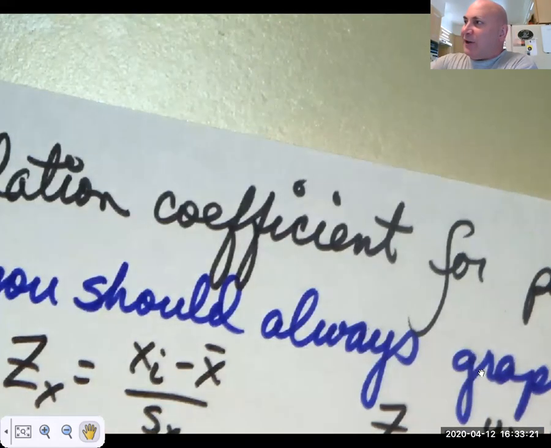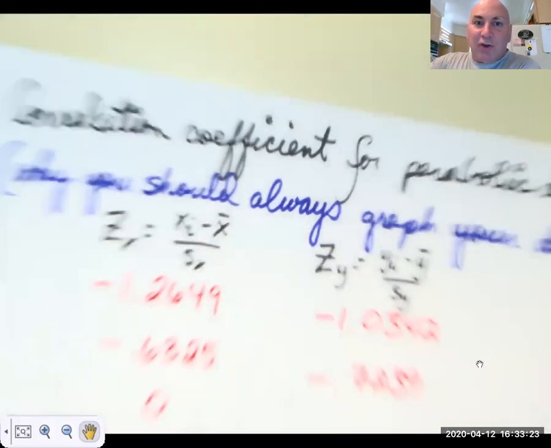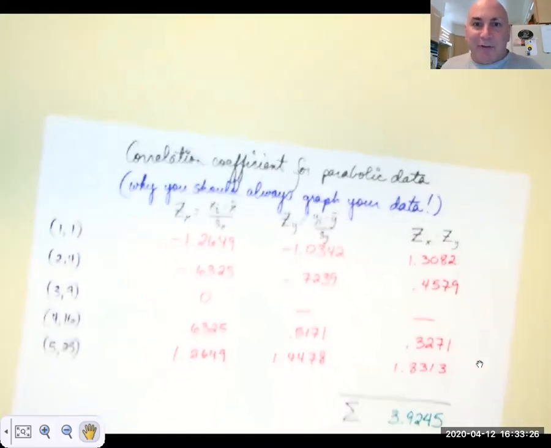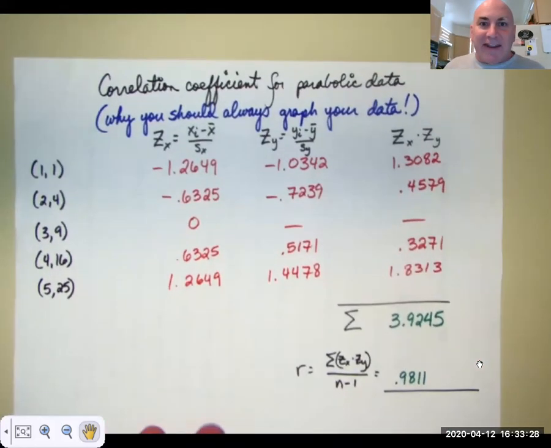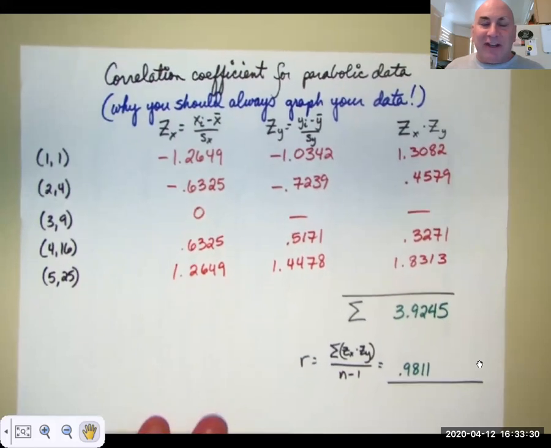Now again, I'm going to fly through this because the video doesn't need to be that long. You can pause and take any kind of notes that you think you need. So let's calculate the correlation coefficient using the top formula on the handout. And this again is going to be a brilliant example of why we should always graph our data, because if we could tell it was parabolic, no reason to do this at all.